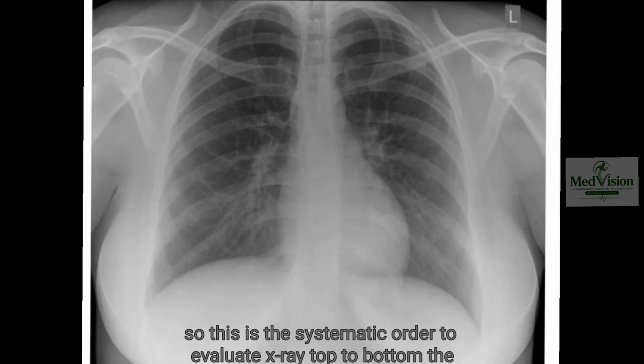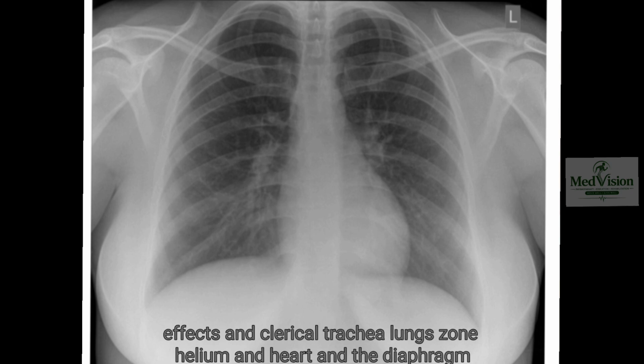So this is the systematic order to evaluate an x-ray from top to bottom: the apex and clavicle, trachea, lung zones, hilum, and heart, and the diaphragm.